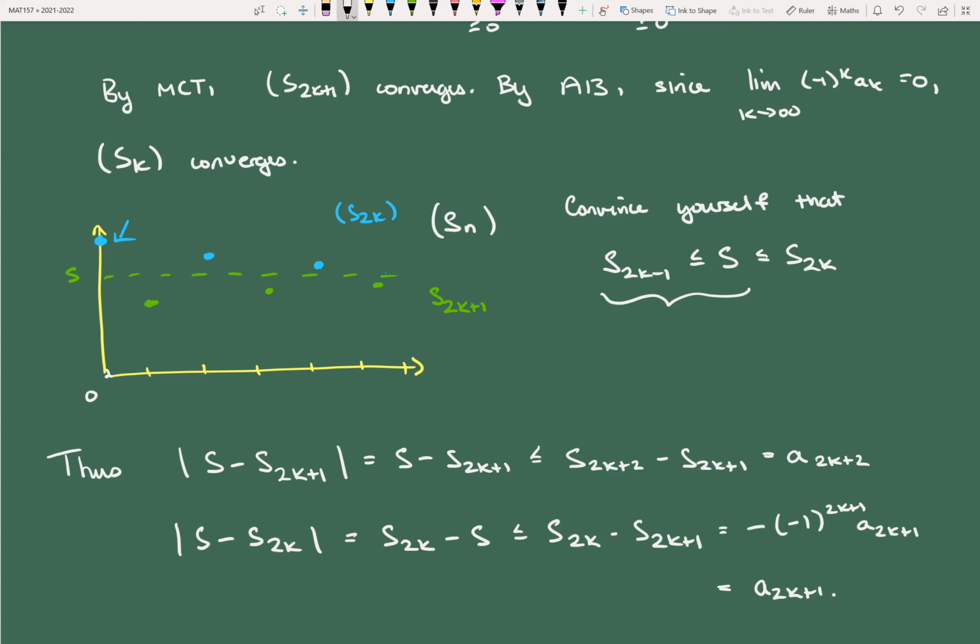Right? So I've sort of broken it into two cases and shown that S minus S to the k is always less than or equal to a to the k plus 1, or a_{k+1}. And so that's what I wanted, right? That's what I mean by it was sort of a free thing. We didn't have to do too much work for it. It was just a matter of using this thing that we already knew. And there we go, we have it.